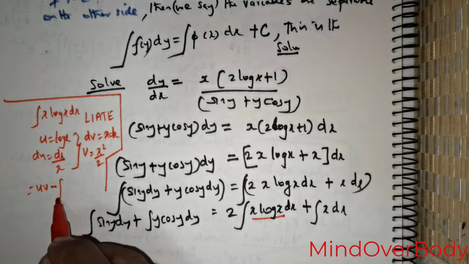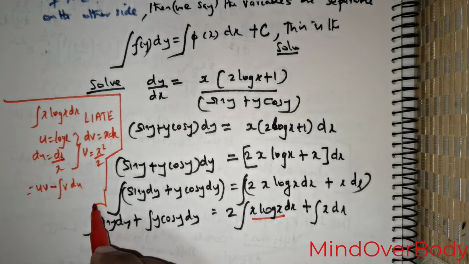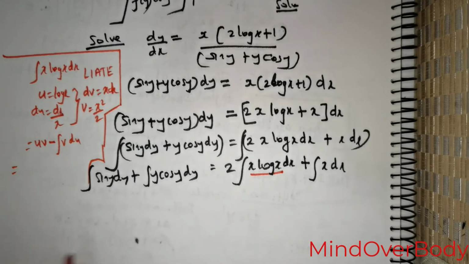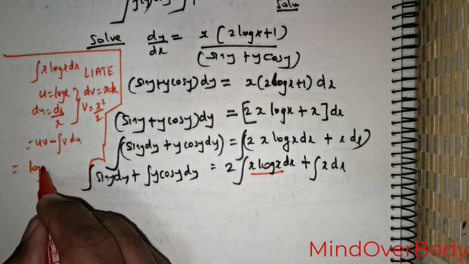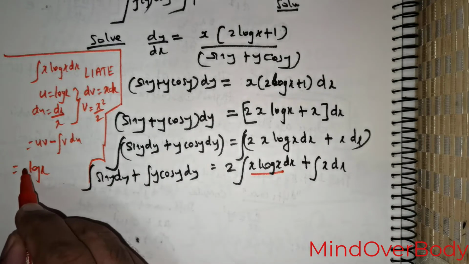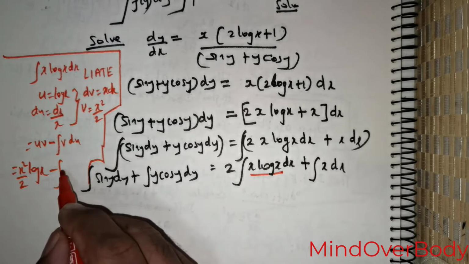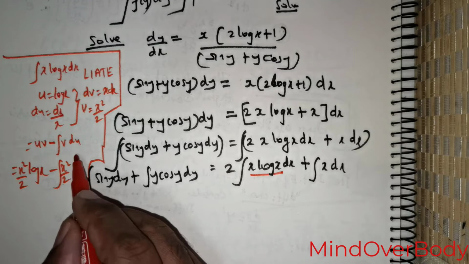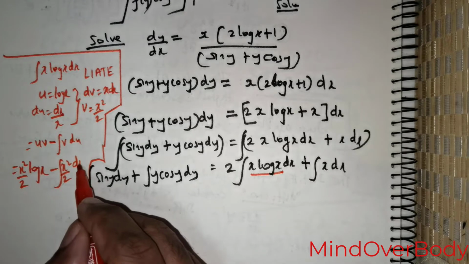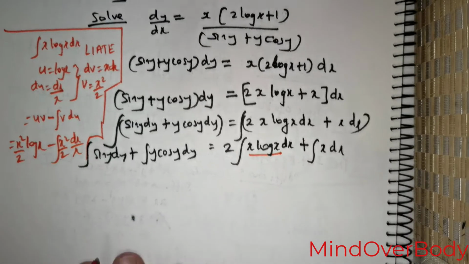So uv minus integral v du, that's going to give me log x, and my v is x squared over 2. So I'm going to place it over here, minus my v, x squared over 2, times du, which is dx over x. I can cancel an x out.